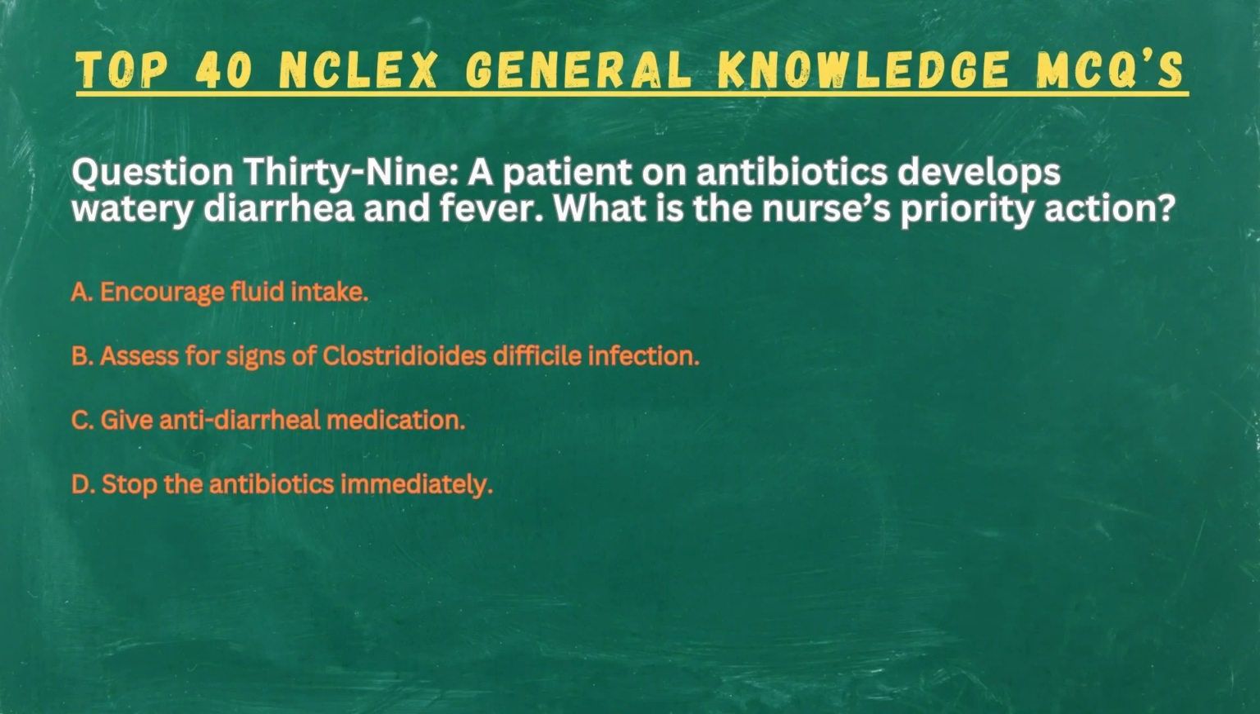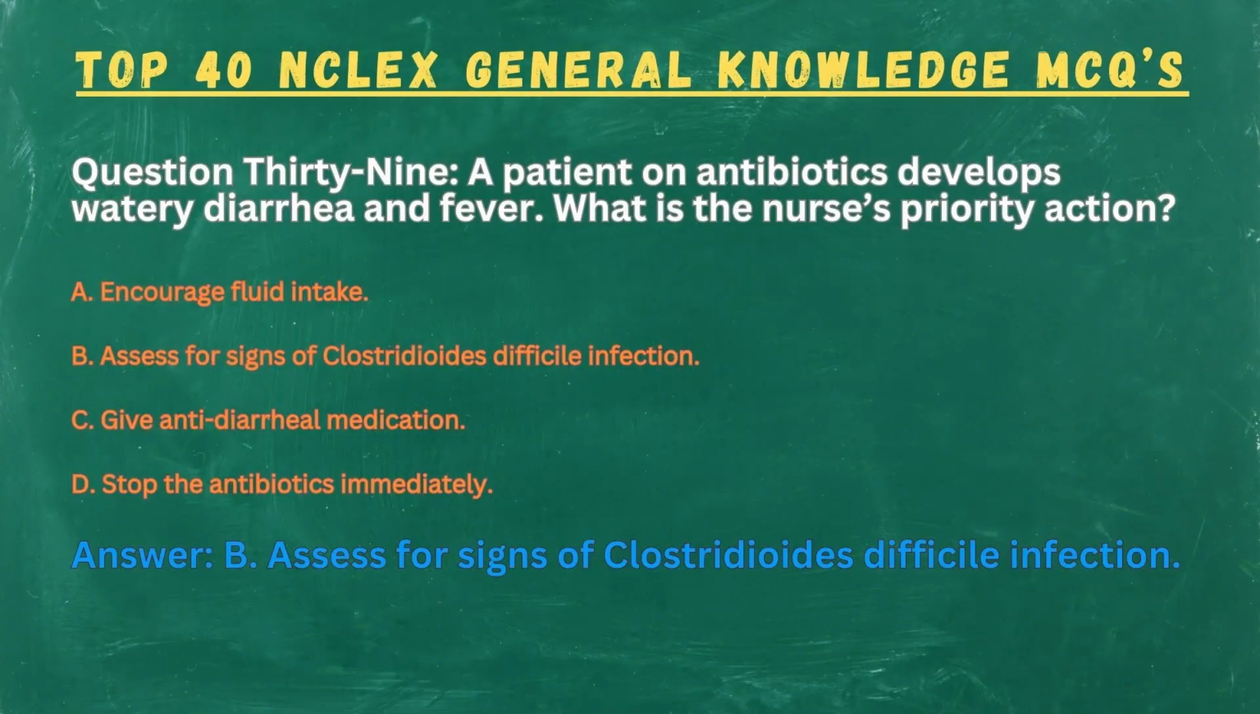Question 39. A patient on antibiotics develops watery diarrhea and fever. What is the nurse's priority action? A. Encourage fluid intake. B. Assess for signs of Clostridioides difficile infection. C. Give antidiarrheal medication. D. Stop the antibiotics immediately. Answer: B. Assess for signs of Clostridioides difficile infection.